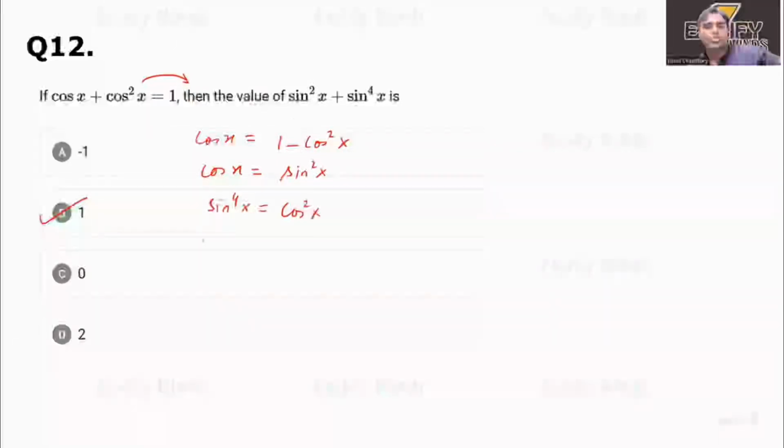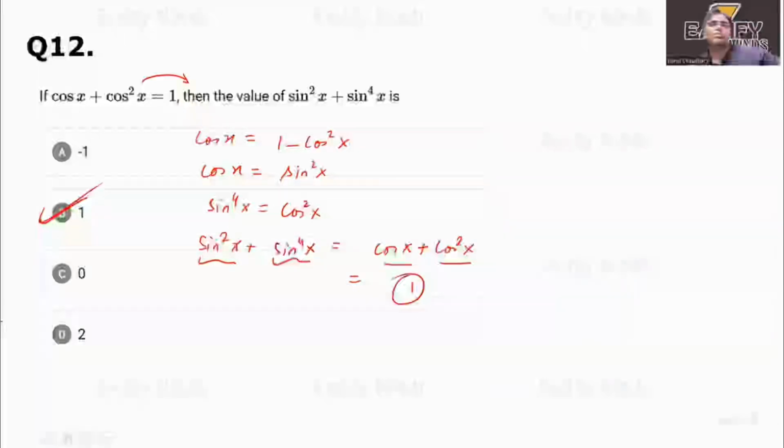So now in this expression that we have to find, sin square x plus sin power 4x, in place of sin square x, what I will put? Cos x. In place of sin power 4x, I will put cos square x. Cos x plus cos square x is how much? 1. So my answer is 1. Option B. Clear? Anyone have any doubt? Don't leave this type of problems.